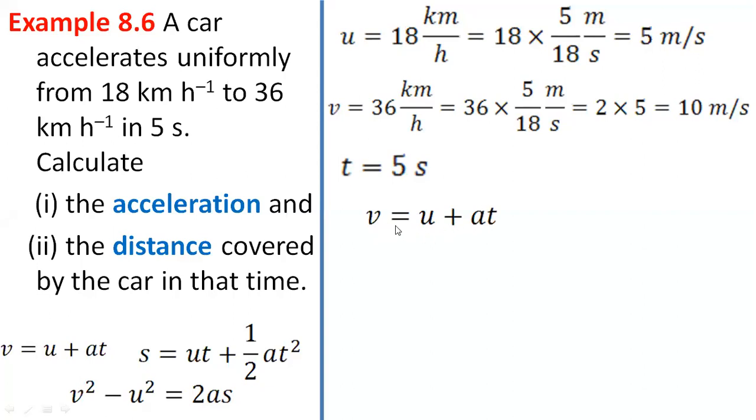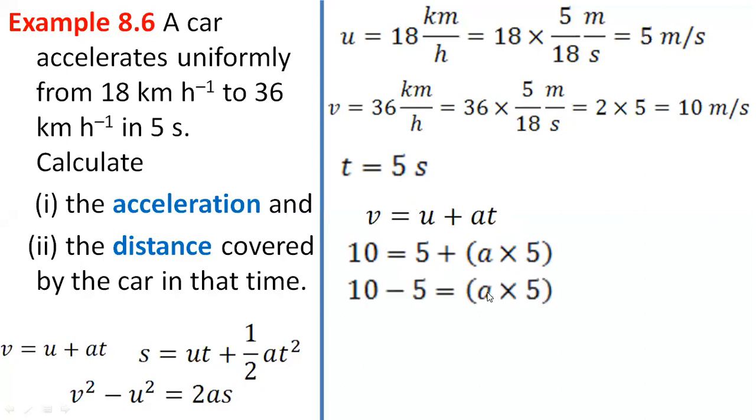Now put the values here. What is the value of v? 10, u value 5, a we have to find, and t is 5 seconds. So I have put all the values here. 10, 5, a has been kept as it is, and t value is 5. Now, what I will do is shift this 5 to this side, 10 minus 5, and this I will multiply. This will become 5a. Okay. So I have shifted that 5 to this side. So here it is an addition.